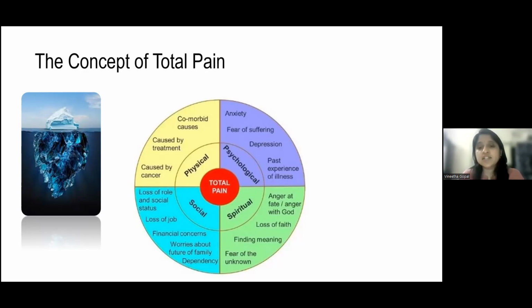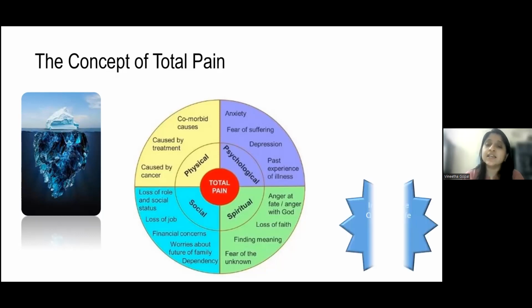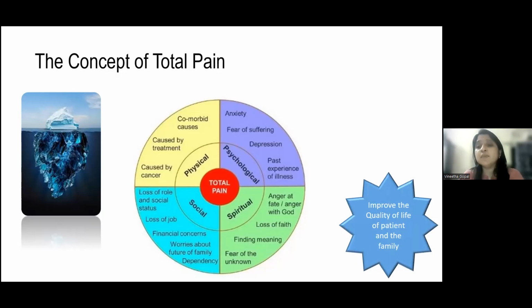So when the patient says, I am having pain, and we ask where, he'll say, I'm having neck pain. If you're just focusing on that neck pain, this might be causing loss of sleep. He is not able to work, and all these problems are there. But if you're focusing just on neck pain and prescribing some analgesics for neck pain, we may not be able to get the best outcome of that. So we have to address all these four domains to improve the quality of life. That is the most important word in palliative care, right? To improve the quality of life of the patient and the family.